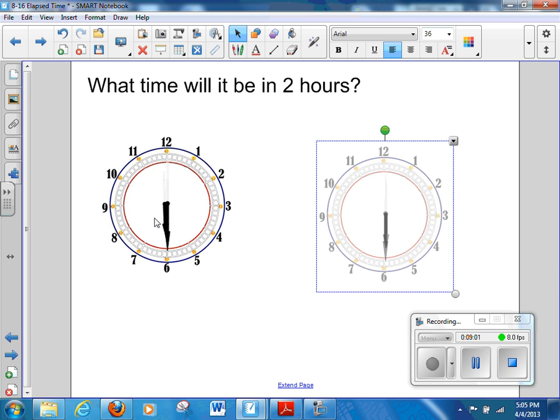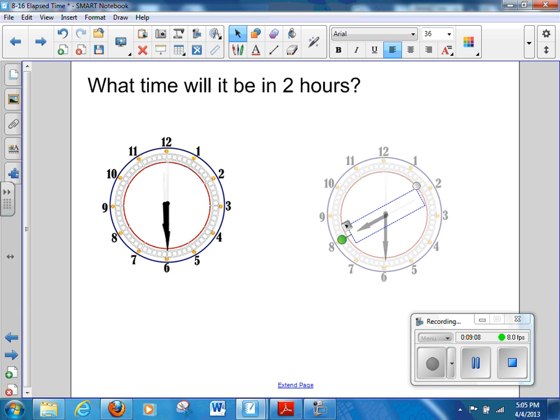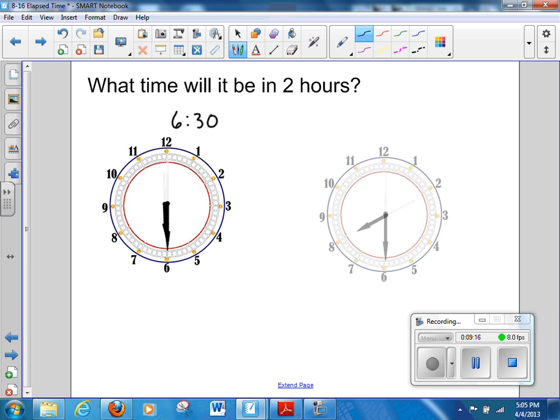I'm going to go to that clock on the right-hand side and do that one. What time will it be in 2 hours? 1, 2. Well, push pause and see if you can come up with the answers. We started with 6:30, and 2 hours later will be 8:30.